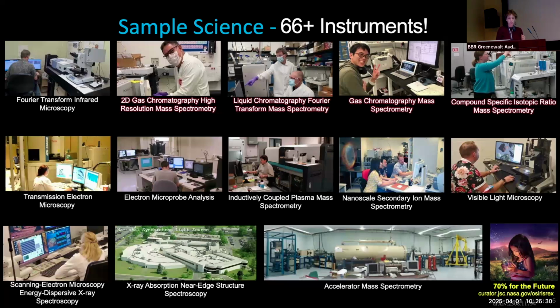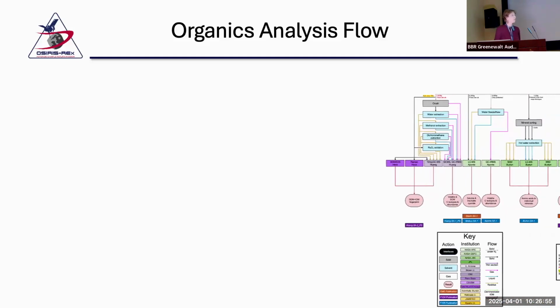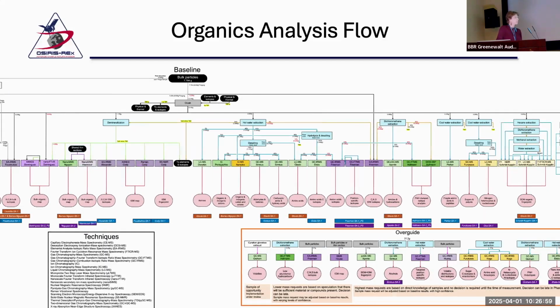Now, what are we doing with these 66 plus instruments? There are many analyses that are happening with these samples. There are six groups, 5 of which only look at elemental compositions, mineralogy, things like that, just geology questions. And so there's only 1 group that looks at organics. And here's all the jobs that we're doing.